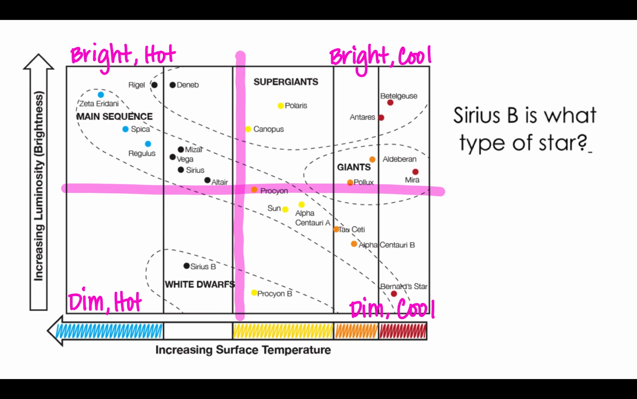Sirius B is what type of star? Type just means where is it in its life cycle. So let's take a second and let's find Sirius B. Oh, there it is. So what type of star is Sirius B? If you said white dwarf, you are correct.